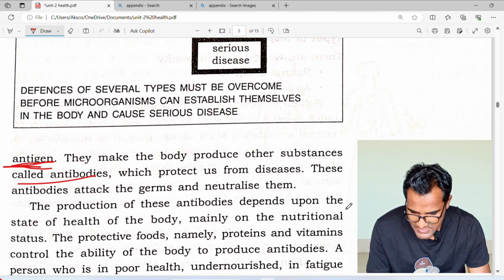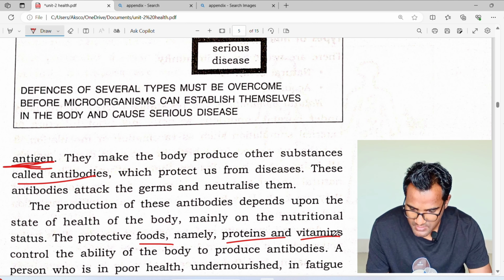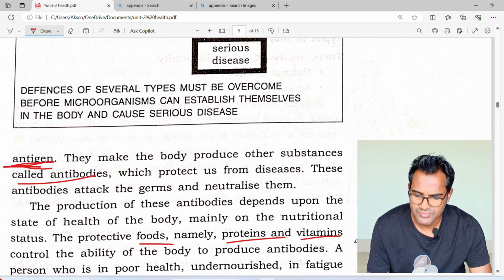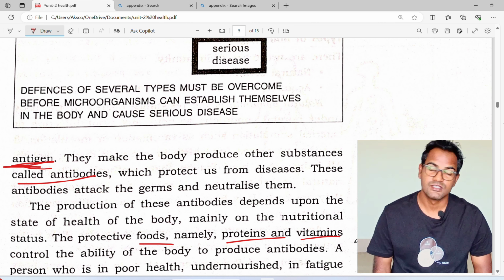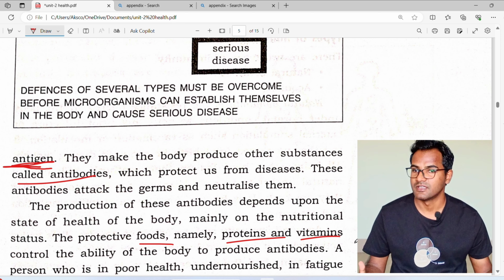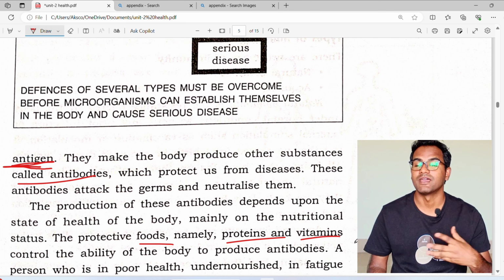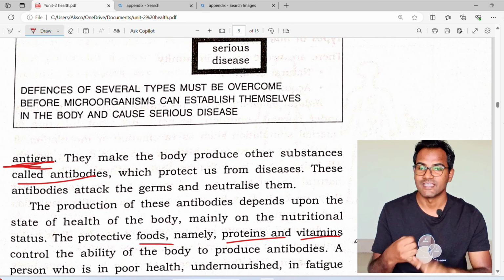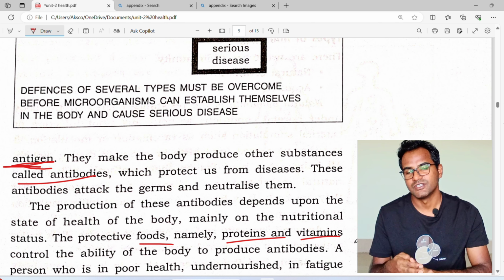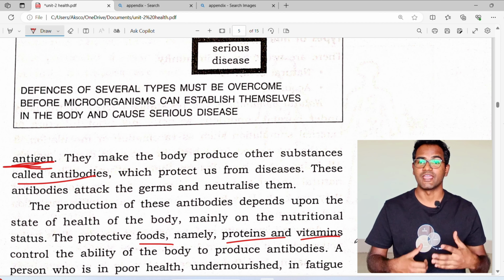Now you see, the production of these antibodies depends upon the state of health of the body, mainly on the nutritional status. The protective foods, namely proteins and vitamins, control the ability of the body to produce antibodies. Now some of us are healthy, some of us are sickly, some of us are not healthy, some of us are very healthy. Why? What is the reason? The reason is very simple. We do not eat good and healthy food. We do not eat a balanced diet. We do not include salads. We do not include vitamins, minerals, nutrients, nutritive diets, proteins in the diet which we consume.